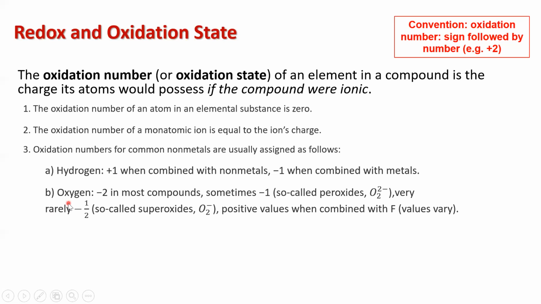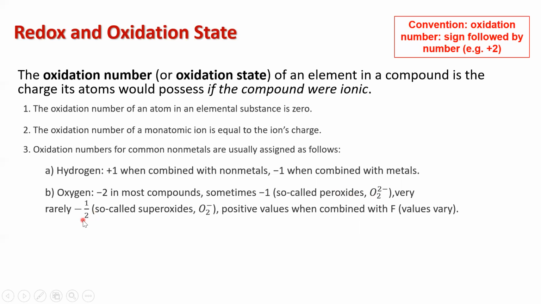For oxygen, in most compounds, oxygen has an oxidation state of -2. Now, it can be -1 if we're looking at peroxides. This is peroxide here. It's actually a polyatomic ion. There are 2 oxygen atoms and the overall charge is -2. So each one would have an oxidation state of -1. Peroxides are not nearly as common as just oxygen, which would be -2.